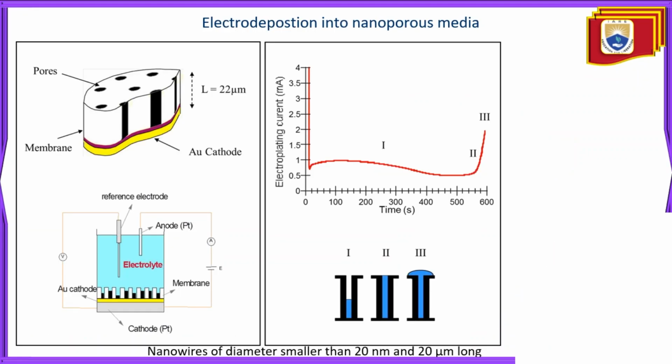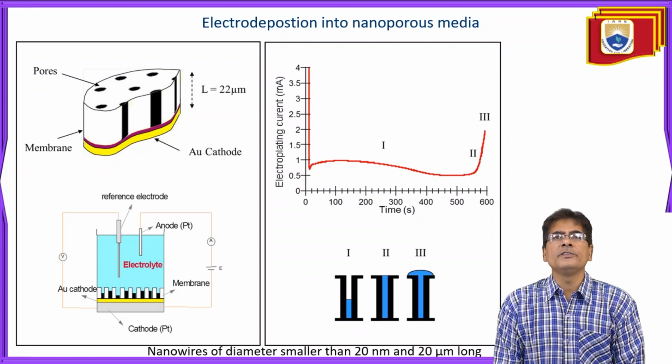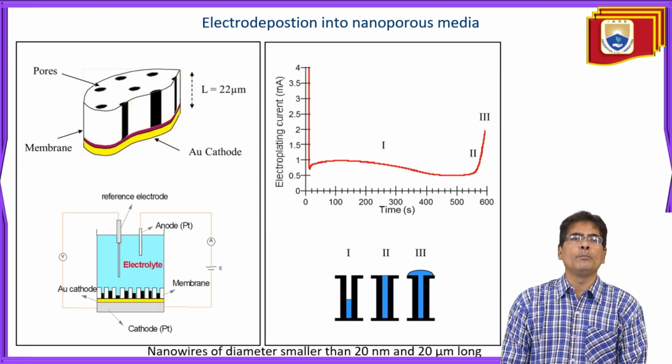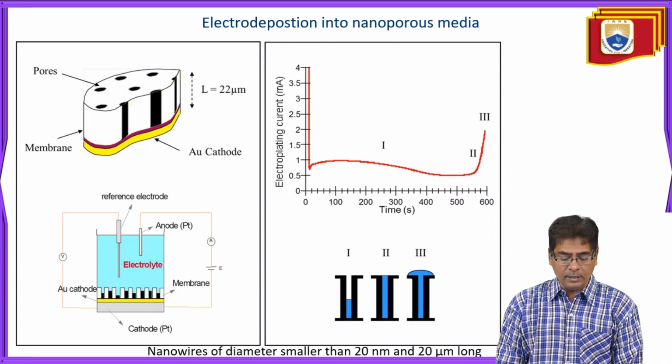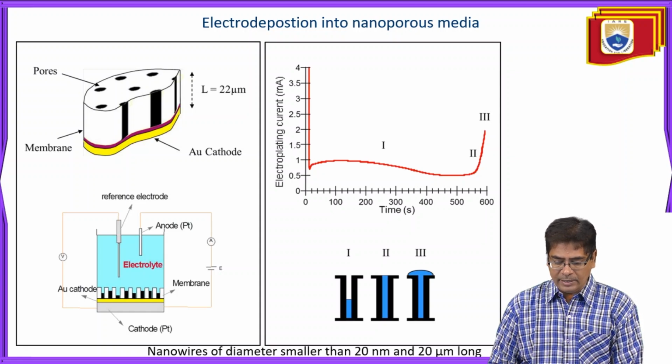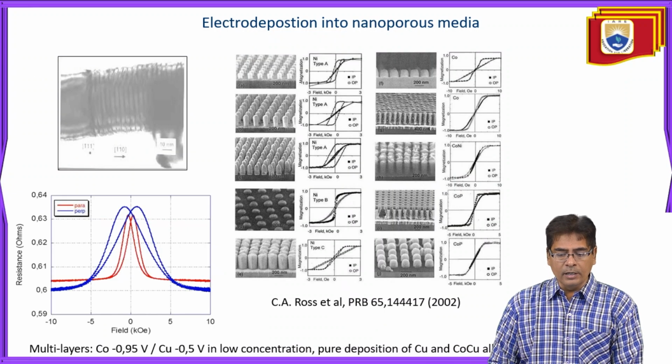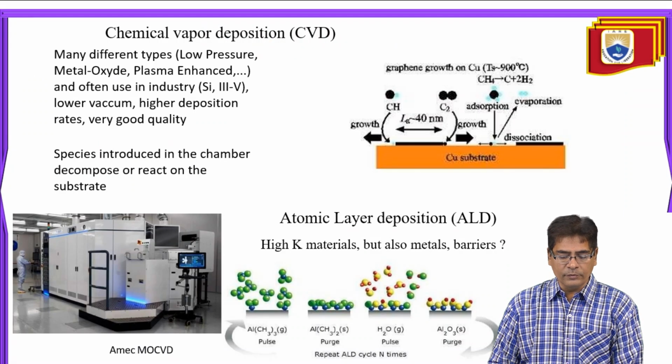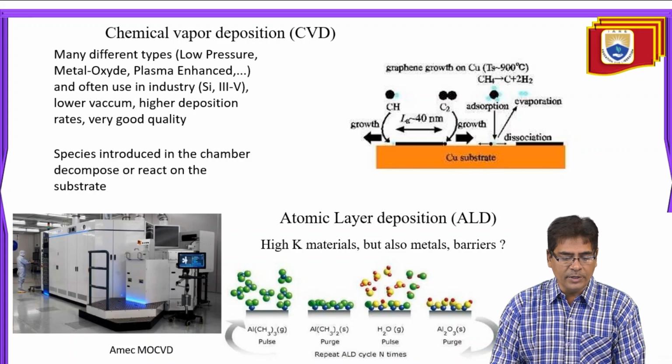Electrodeposition into nanoporous media, where we have pores, a membrane, and a gold cathode, and this is how nanowires of diameter smaller than 20 nanometers and 20 micrometers thick are made. Here we can see the CVD process.